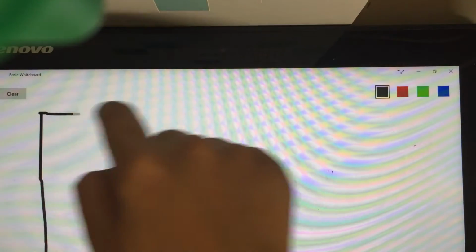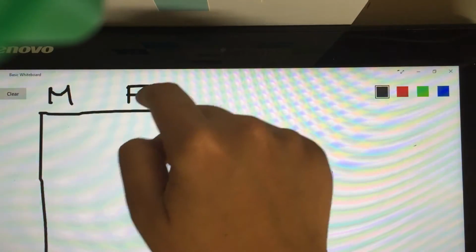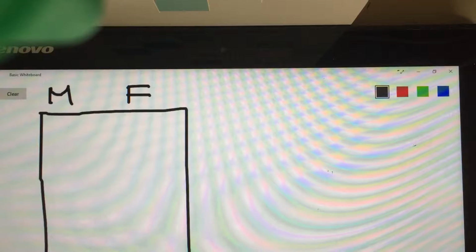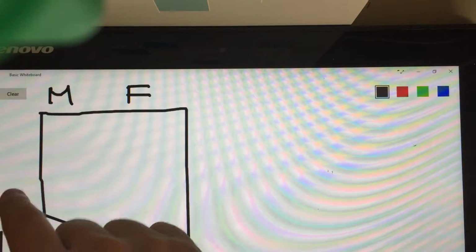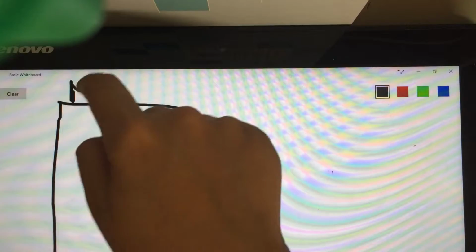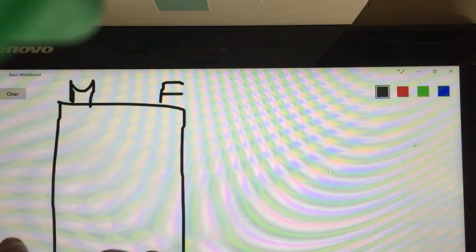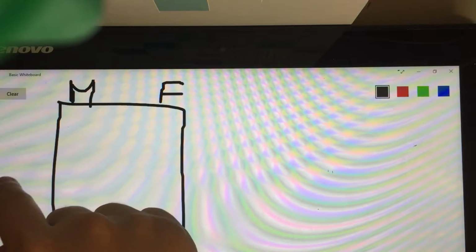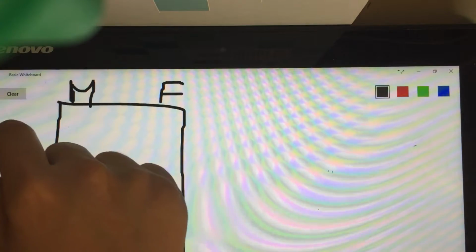Okay, so here's mom, here's dad, and 10, 15, clear. Mom, dad, 10, 15, 20, and 25.